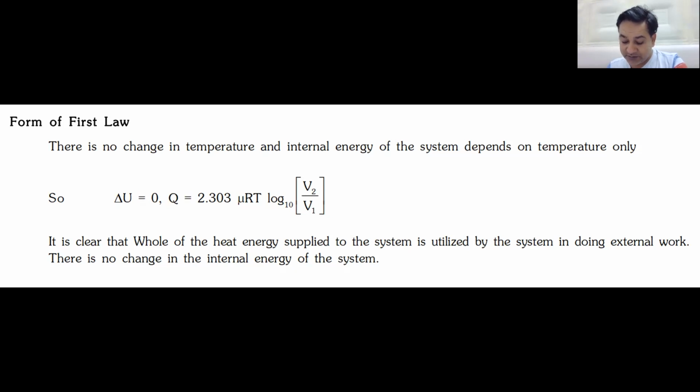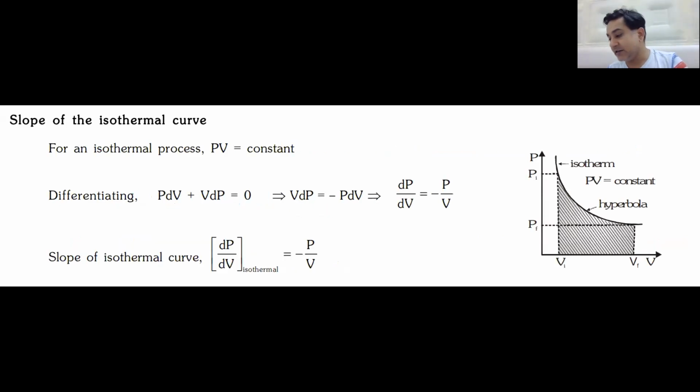Then you have this revolutionary diagram, the PV graph. Do you know how this PV graph looks? And the slope of this PV graph is minus P by V. Yes or no? Yes, sir. It's a negative slope graph. Yes or no? Yes, sir.